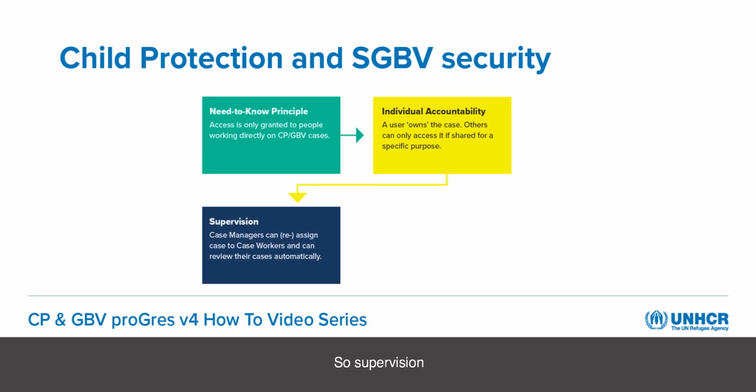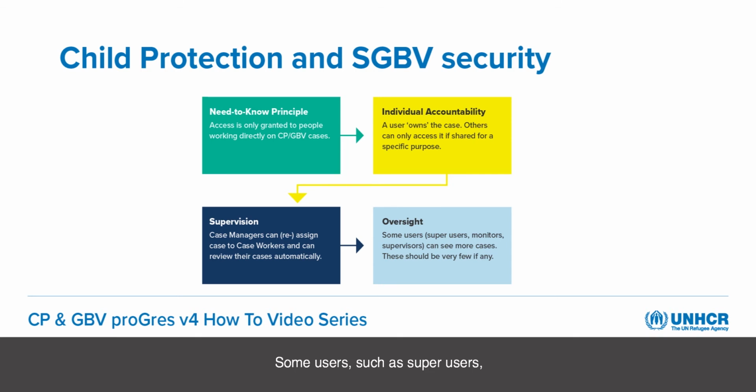So supervision is allowed as part of the security models for child protection and GBV. And what this means is that a caseworker who is working on a case is supervised by someone in a role named a case manager. And the case manager will be able to review and to provide feedback on all those individuals that they are supervising. This will be described later in this video on how we designate who is the caseworker and who is the case manager.